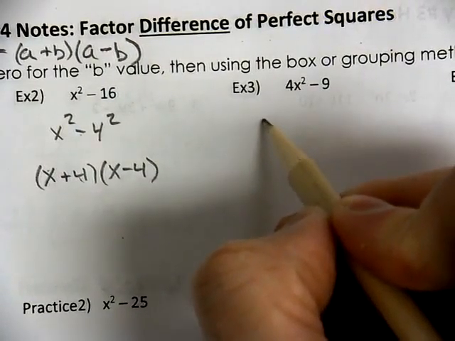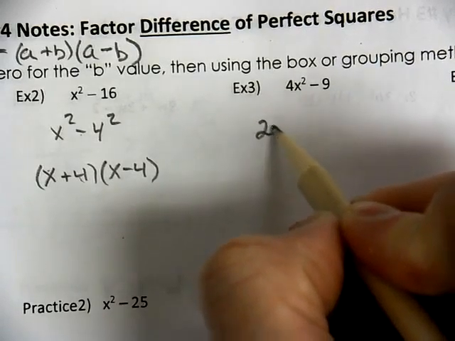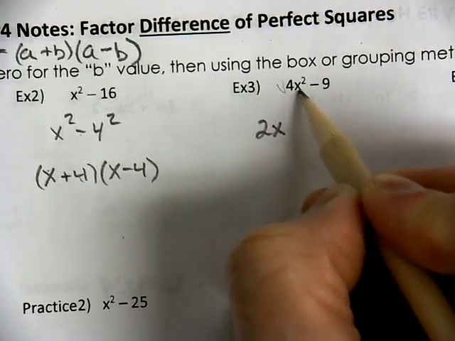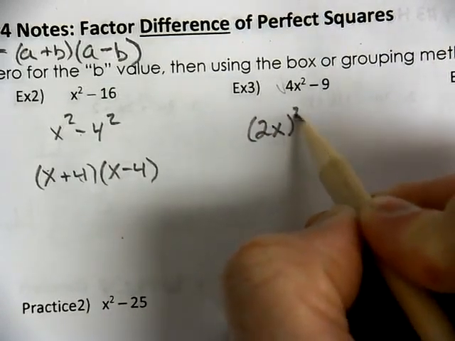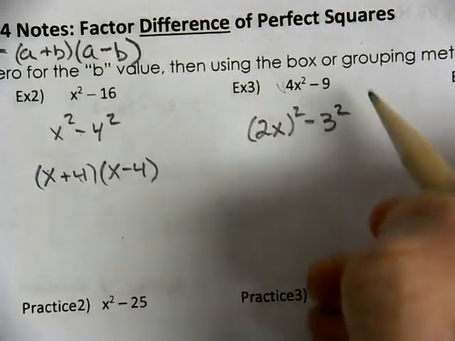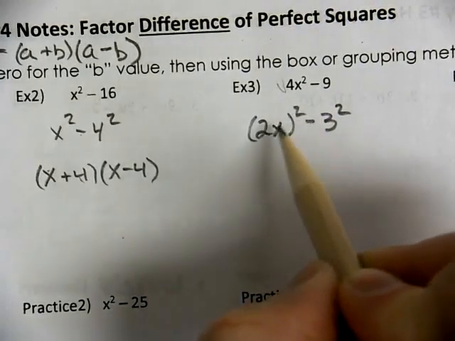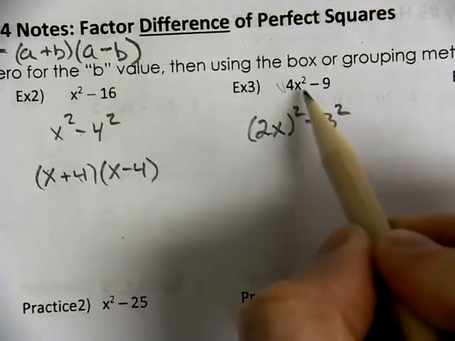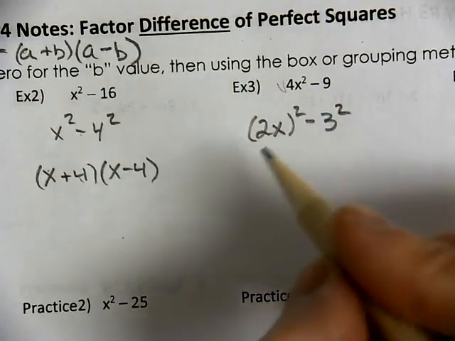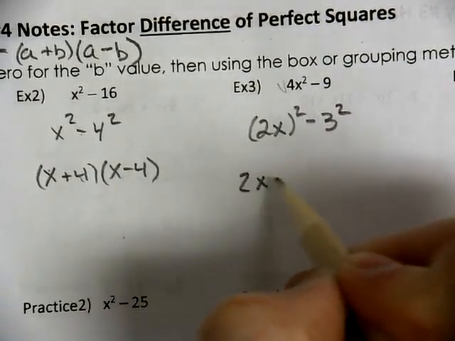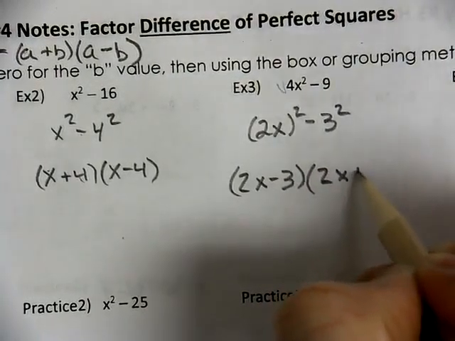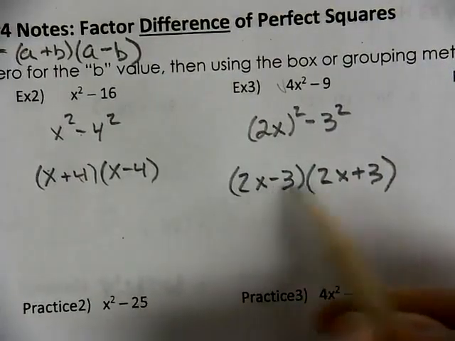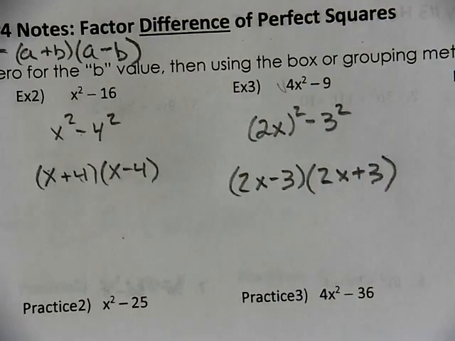Here, you can write this one as 2x, because that's the square root of 4x squared. So that's 2x squared minus 3 squared. This is the difference of two perfect squares. If you can recognize what the two squares are, then it's real easy to drop it into the parentheses. It doesn't matter which one's negative. One of them will be negative, one of them will be positive.